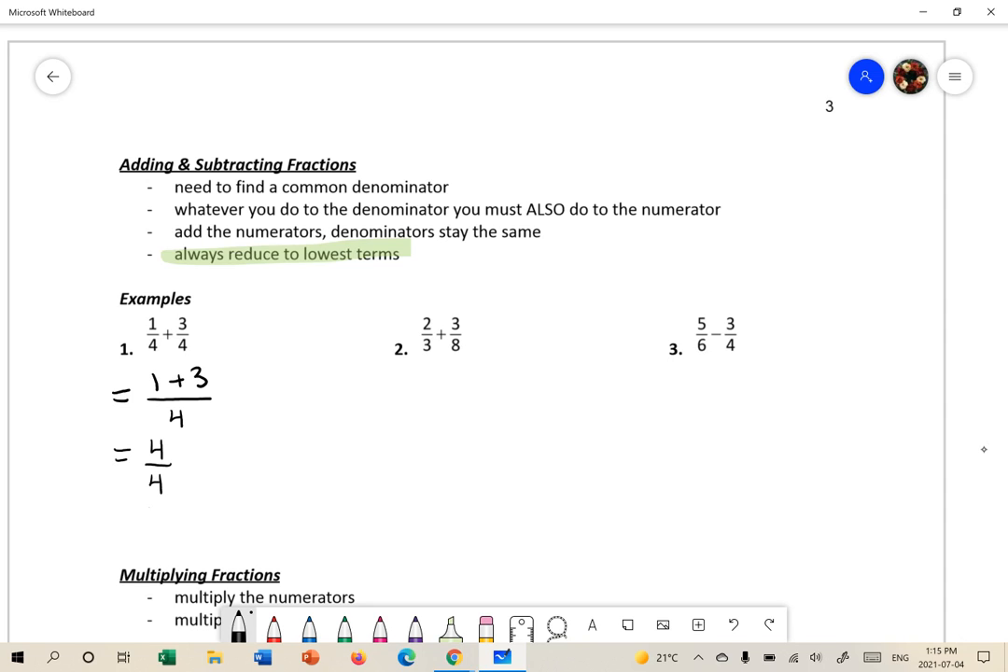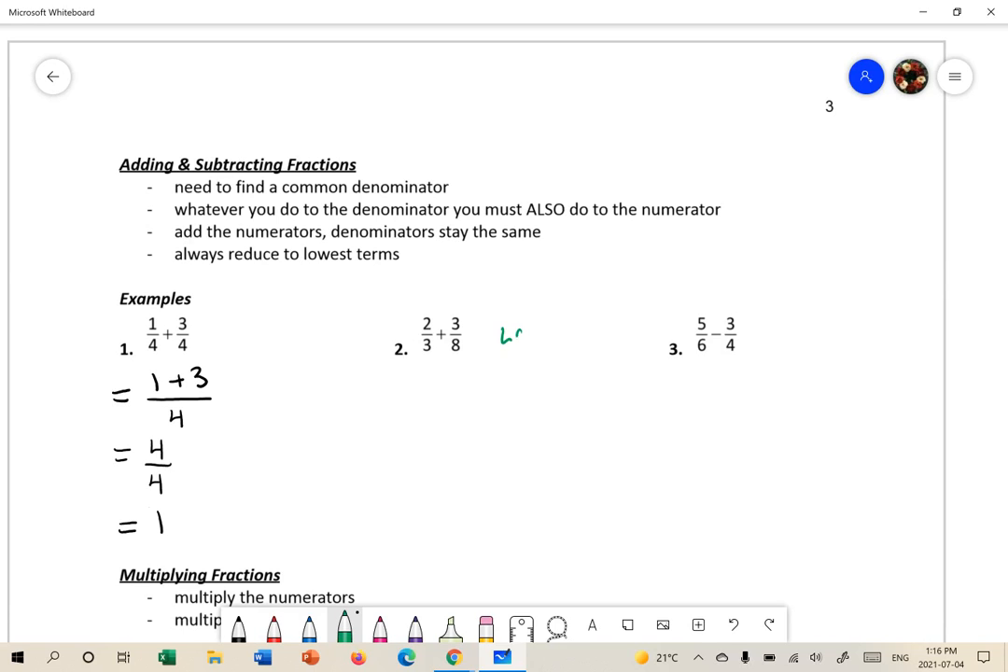Okay, so not reducing to lowest terms would result in either half a mark or 1 whole mark taken off. So please make sure that you're always reducing to lowest terms. So let's practice example 2, which we need to find a common denominator.